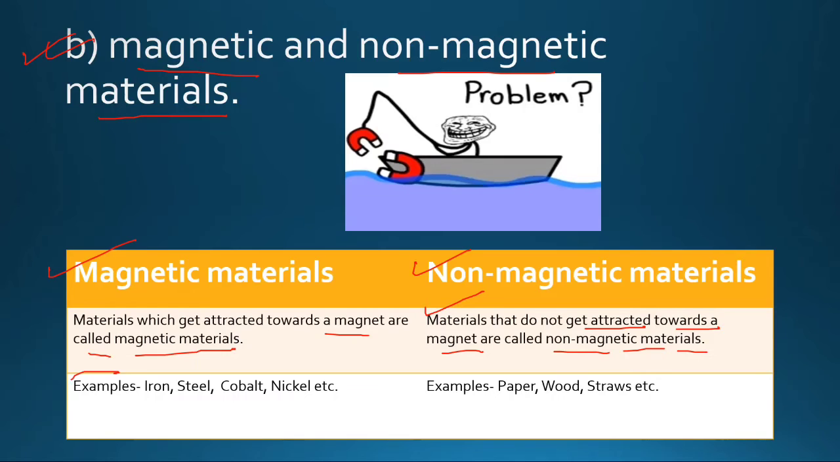Magnetic materials examples: iron, steel, cobalt, nickel, etc. Non-magnetic materials examples: paper, wood, straws, etc.